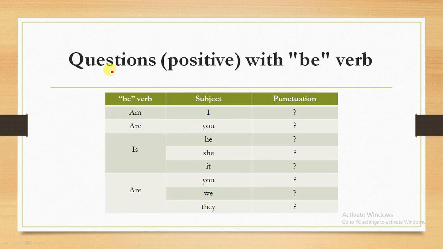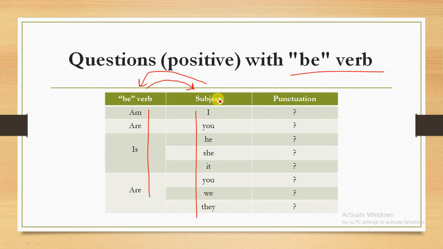So in this slide we will see how we create questions in the positive way with the help of the be verb. When we want to ask a question to someone, we just replace the subject with the be verb. In the previous slide you already saw that the subject comes first, then the be verb comes, right? But when we want to ask a question, we just need to replace these two things.